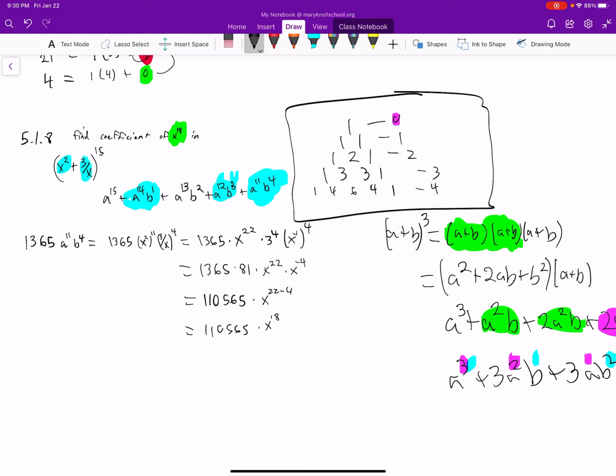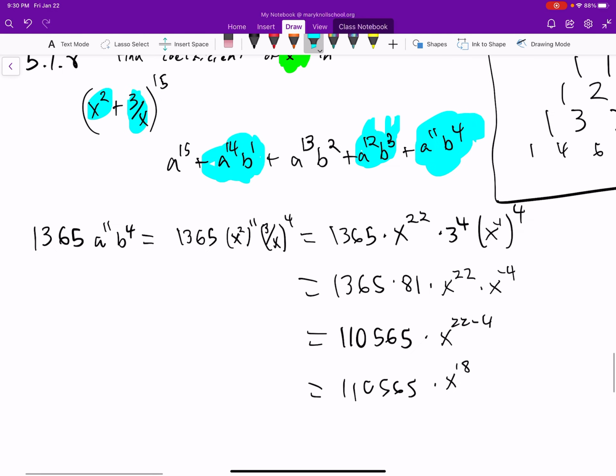Once you get the coefficient, then just do this. So I got the coefficient, and then that's going to be a to the 11th and b to the 4th. Now when we do that, all we have to do is plug in the values. So a is x to the 2nd, b is 3 over x to the 4th power, and we just simplify, and we find out it's 110,565. And this is correct because I checked it with the calculator.